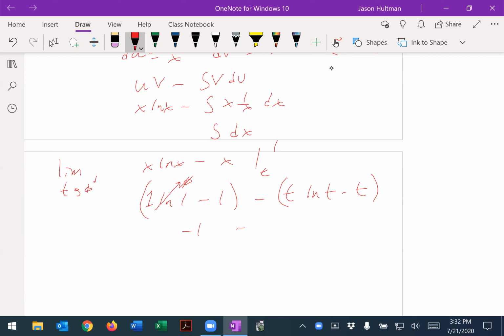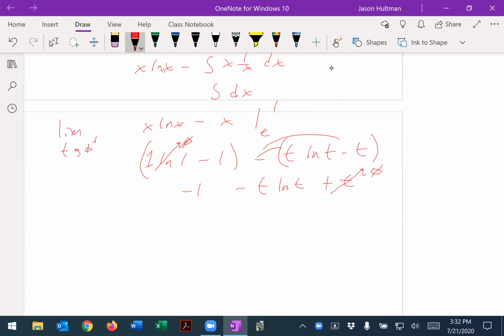Minus t times the natural log of t plus t. But what does t go to if t is going to 0? If t is going to 0, then t is 0, so that goes to 0. Again, I need to figure out what this thing here goes to. The natural log of 0 doesn't exist.